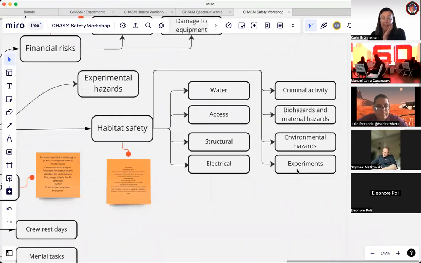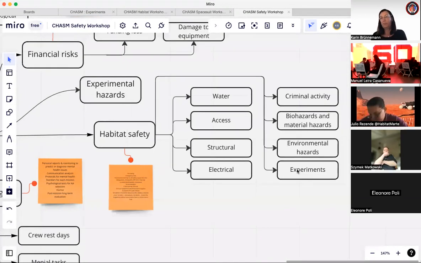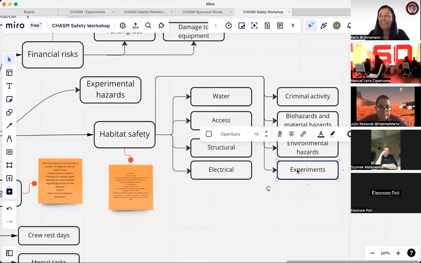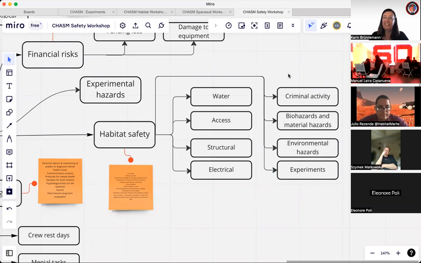So this is the nice thing, that we have such a mix of people, that we have you as an architect from your perspective. This gives us a more holistic picture of the safety situation.